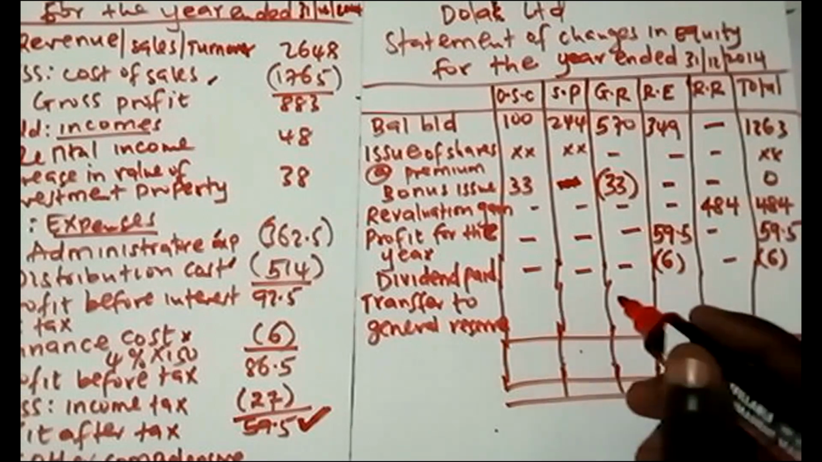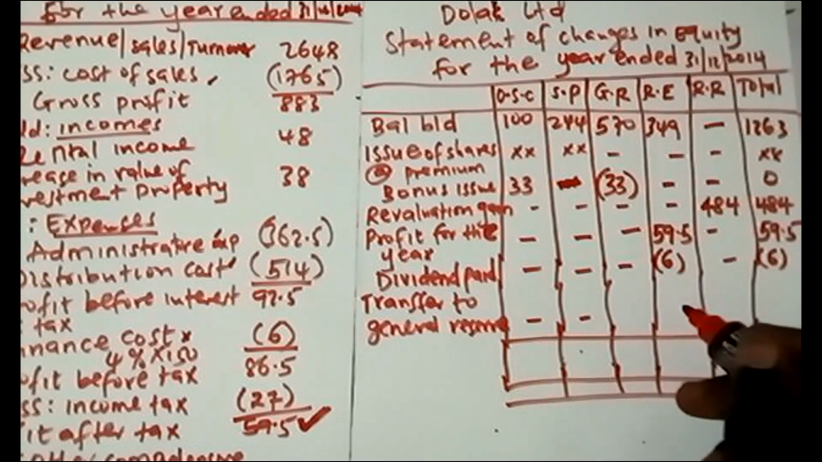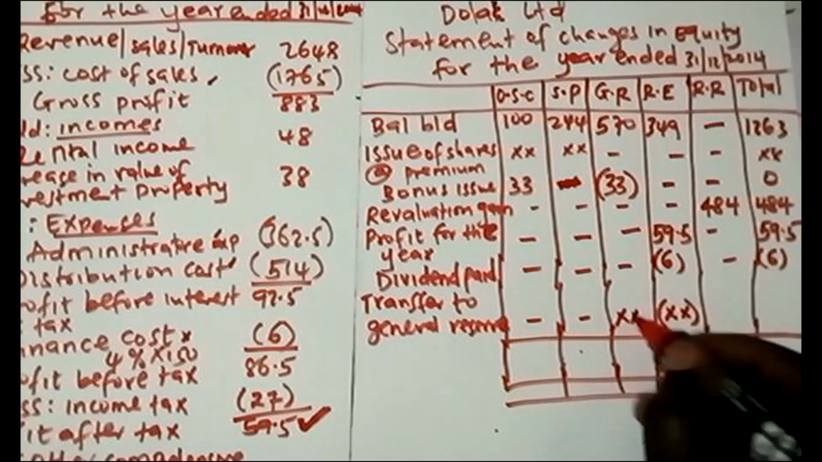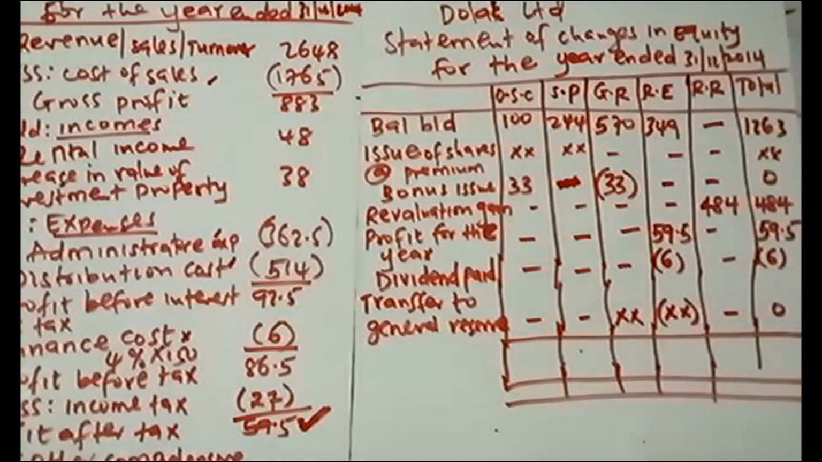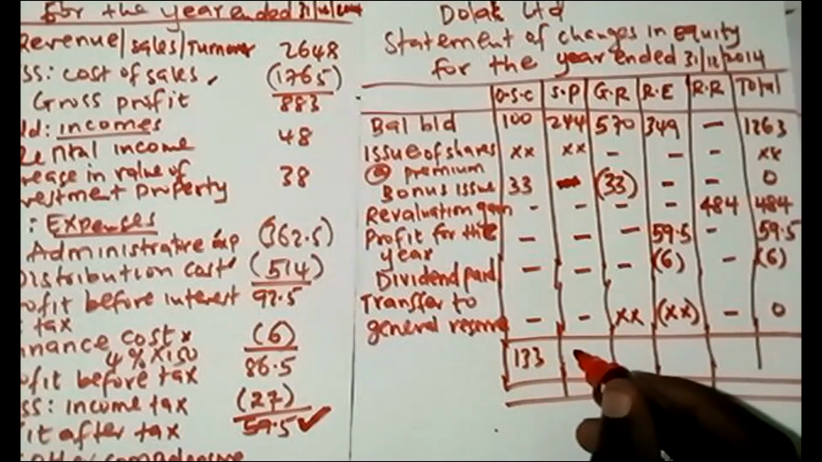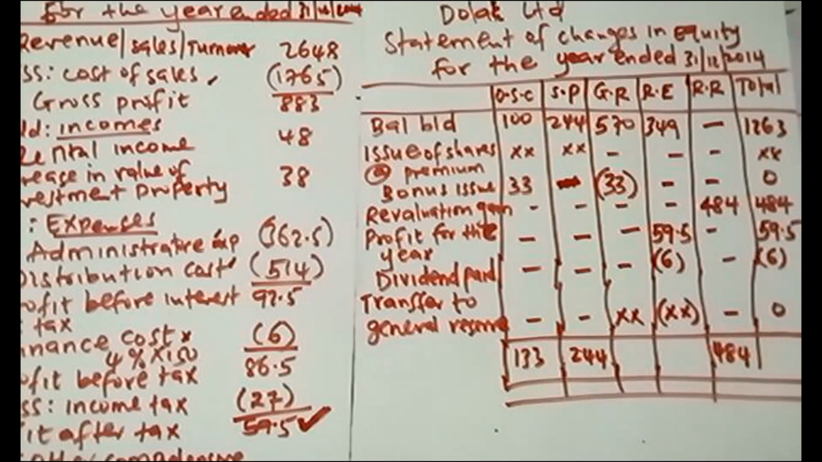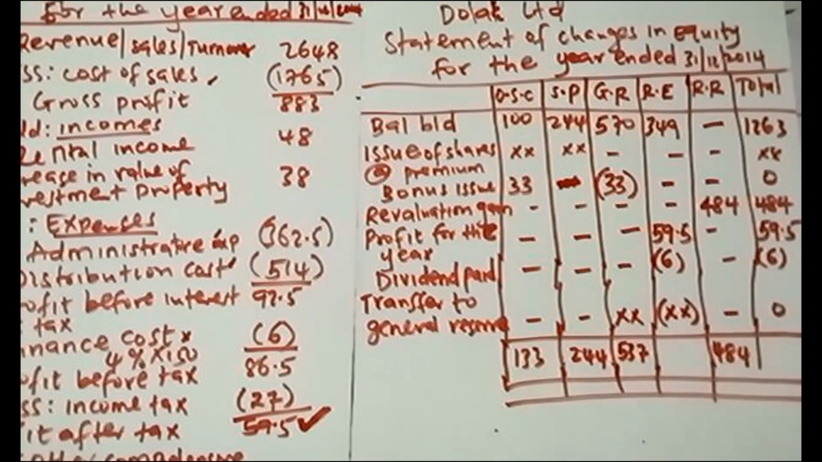So what we could have done for the transfer to general reserve, remember that you subtract some amount of transfer, the amount which was supposed to be transferred, you deduct it from the retained earnings, you add it to the general reserve. So that this one is 0. Give me the totals. This is 133. This is 244. This is 484. So what about the 2? 570 minus 33. 537. Give me the quorum of retained earnings.